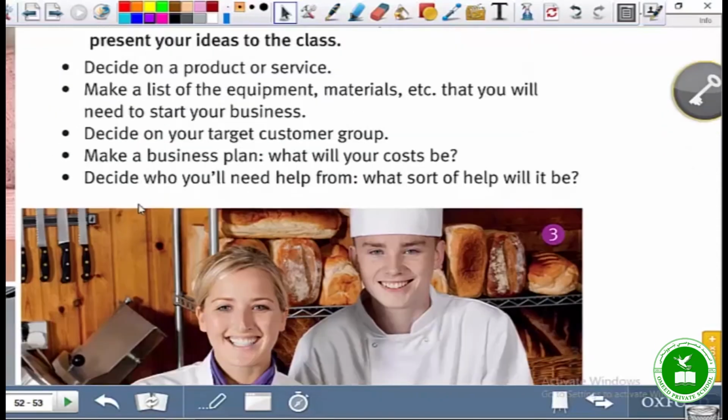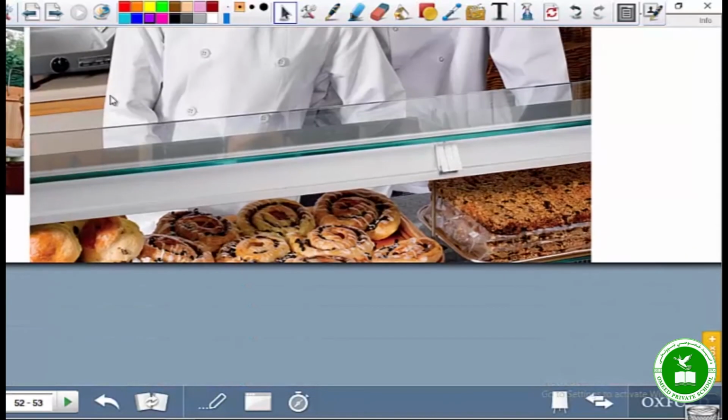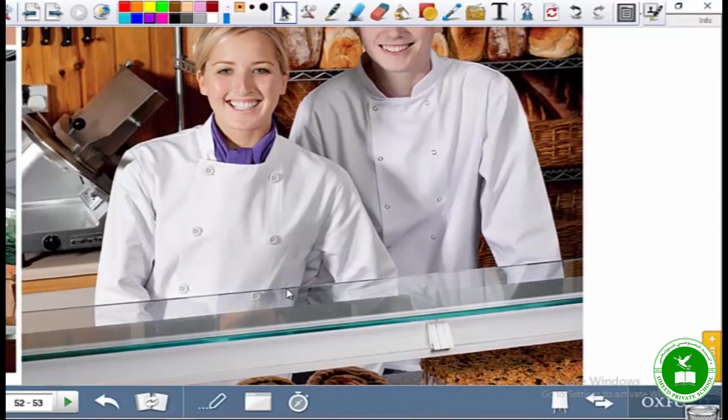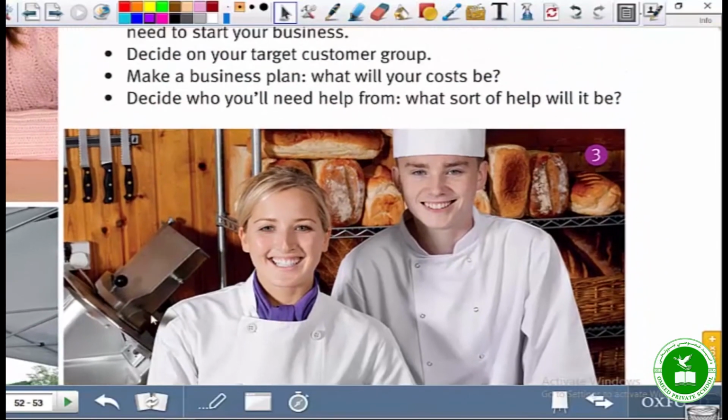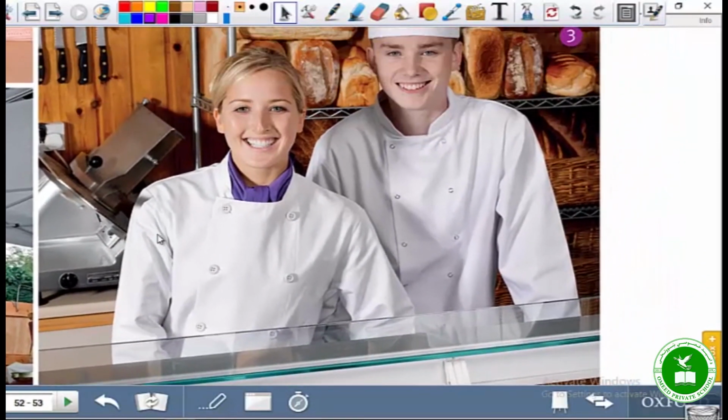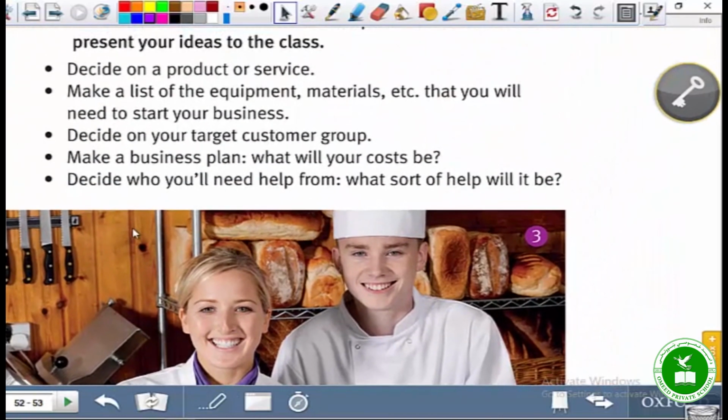And next part. I think this page is finished. Yes, the speaking part is finished.